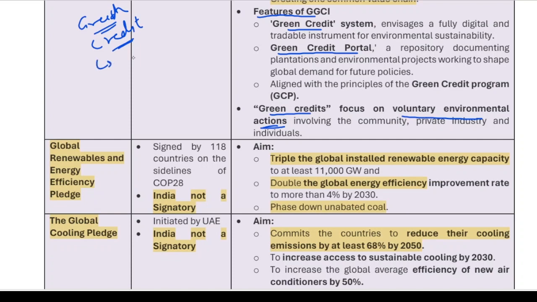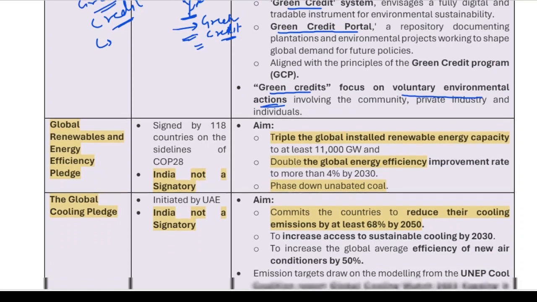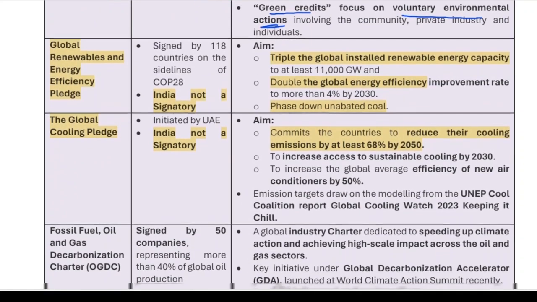So what this initiative is like: if a person is planting a tree on some land, he will be given some credit, a green credit. Later on, maybe this green credit system can be monetized, but it is not in the monetization state currently, but green credit can be given to that person, whoever does some work in the environmental domain. This is the system that has been implemented by India, and now on the global scale also.